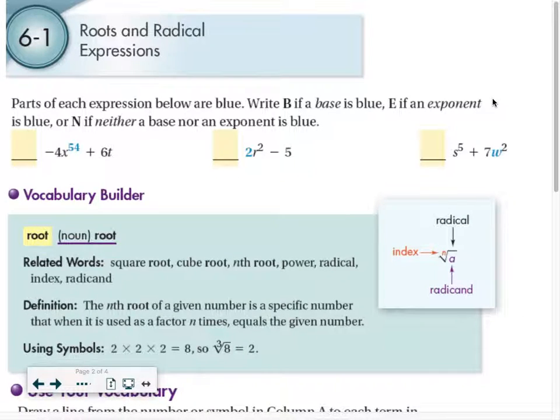Okay. Who knows what an exponent is? A little thing. Little small number up top, right? Yep. Do you guys know what a base is? That's the number the exponent is attached to.